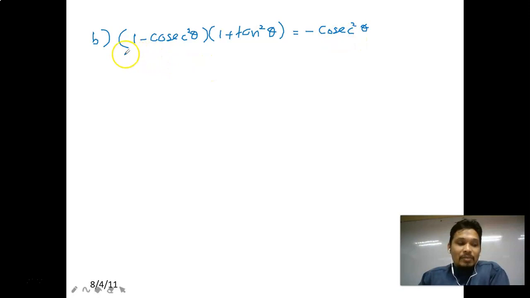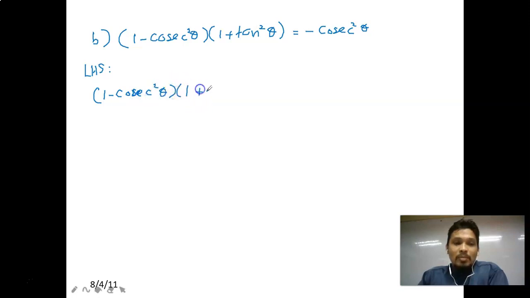Okay, so now if I begin from the left side, 1 minus cosecant square theta and then 1 plus tangent square theta. So then 1 multiplied with 1.